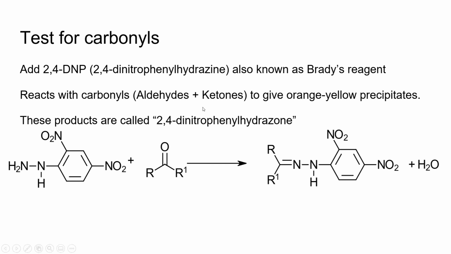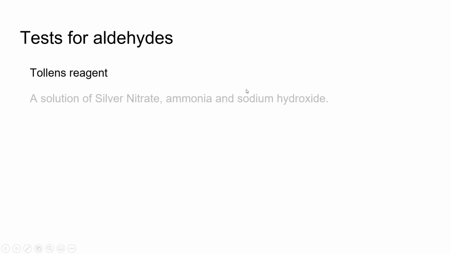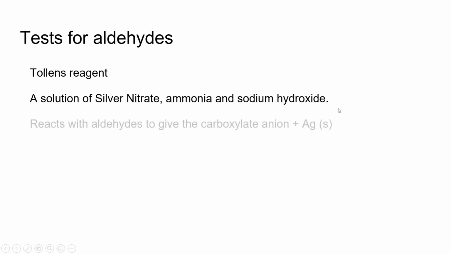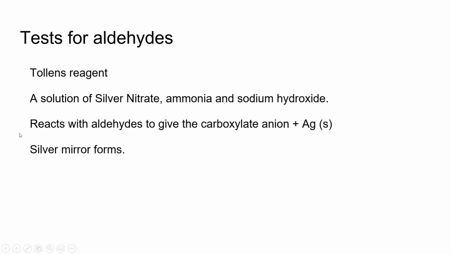Just as something interesting. So then aldehydes, there's two tests for these. You've seen these before in your carbonyls module. The first is to use Tollens' reagent, which is a solution made up of silver nitrate, ammonia, and sodium hydroxide. This is made again in situ. This reacts with aldehydes to give the carboxylate anion, as we're in base, and solid, metal silver. And what we see is a silver mirror form.